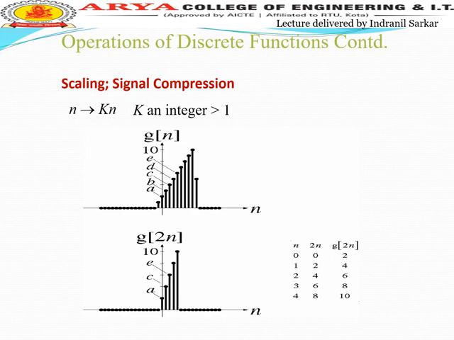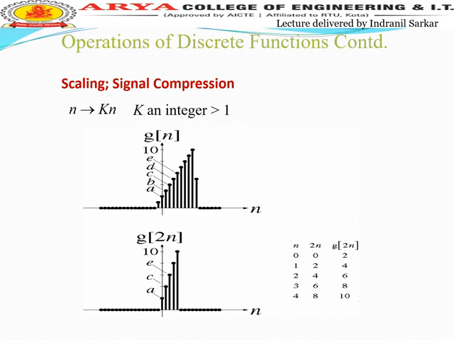Operations on discrete functions. Scaling. Signal compression when n goes to kn, k an integer greater than 1. Here we see g[n]. Here different types of signals are represented. The same signal, it starts from 0 to 4. We see from -1 to 10, the signal is represented like the previous, but we are taking the values A, B, C, D, E, and we are denoting those on the right side.